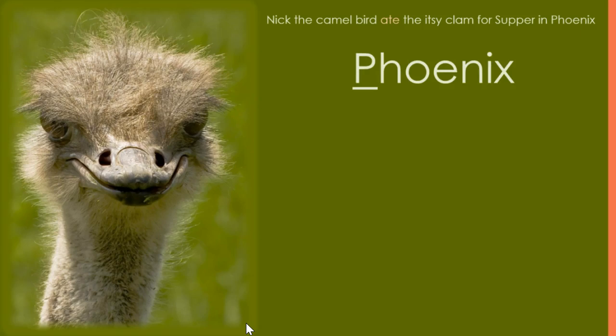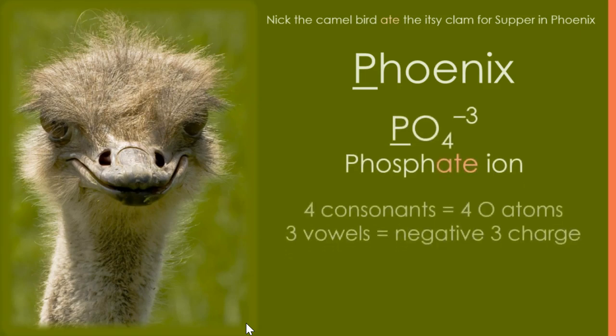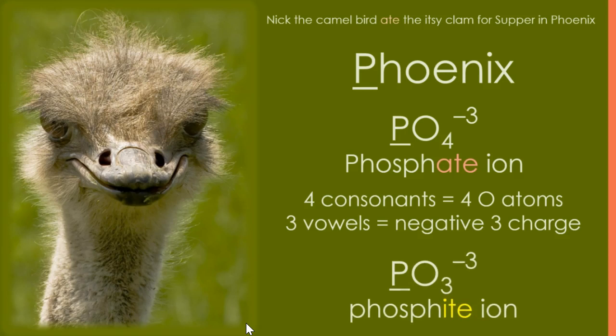Phoenix. Phoenix starts with P, and so does phosphate. Phoenix, the word, has 4 consonants. Phosphate, the ion, has 4 oxygen atoms. There are 3 vowels, and phosphate has a negative 3 charge. Phosphite, same charge as phosphate, 1 fewer oxygen.